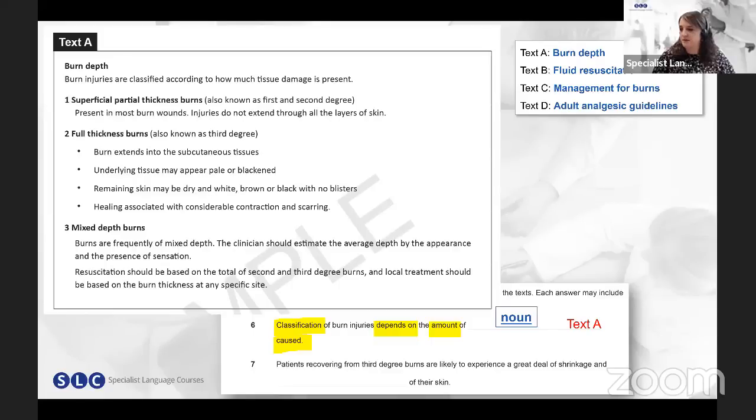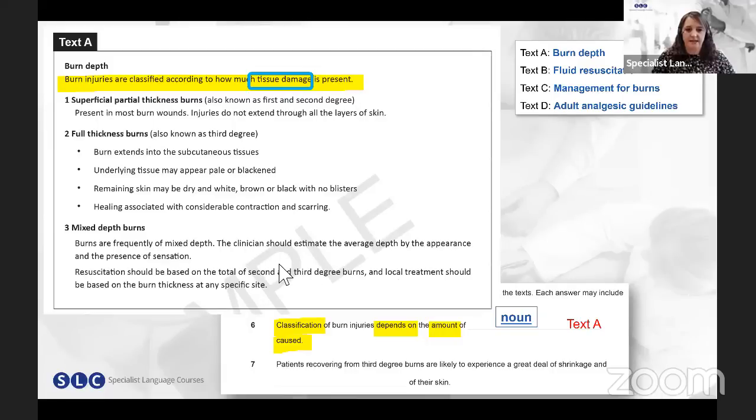All right. Great, so scan through the text and see what that missing thing is, what that missing noun phrase is. Okay, great. So for number 6, we look at this particular section. Burn injuries are classified, so we've got classification, classified according to how much, and again, we've got our synonym, how much, amount of, and tissue damage. Good, okay, so we've used our keywords, we've used our prediction strategy to find the answer.